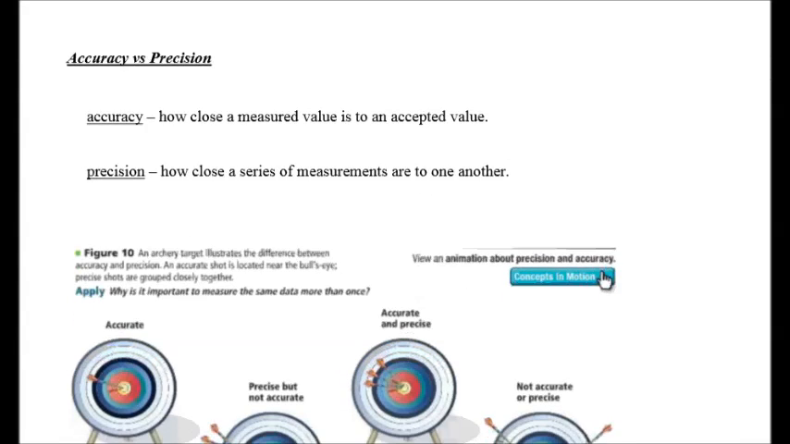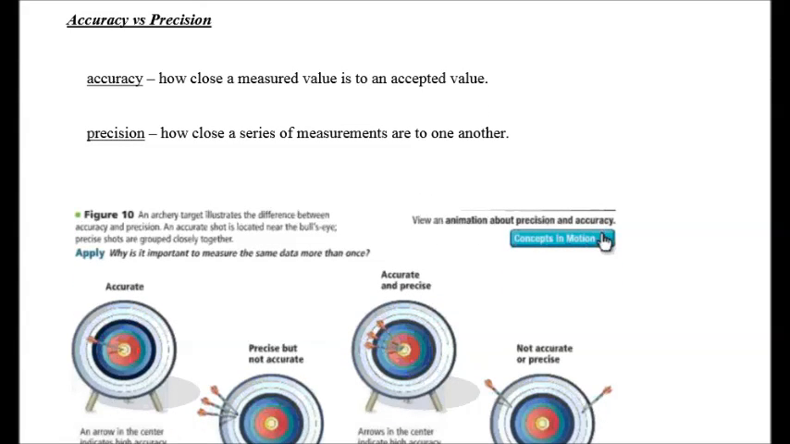Flip ahead to page 16 in your notes, where we're going to look at accuracy versus precision. Accuracy is how close a measured value is to an accepted value. Precision is how close a series of measurements are to one another.